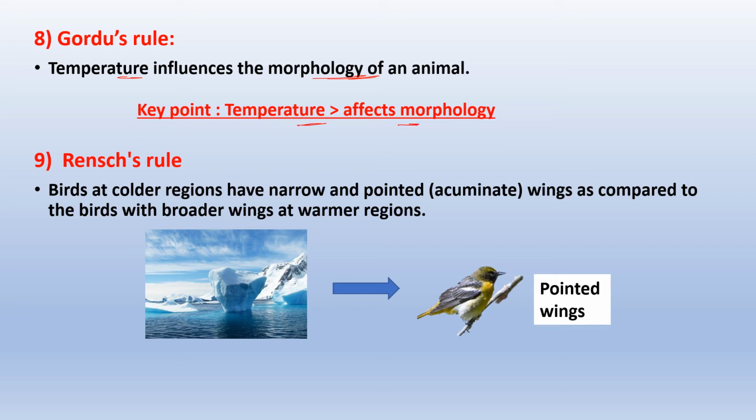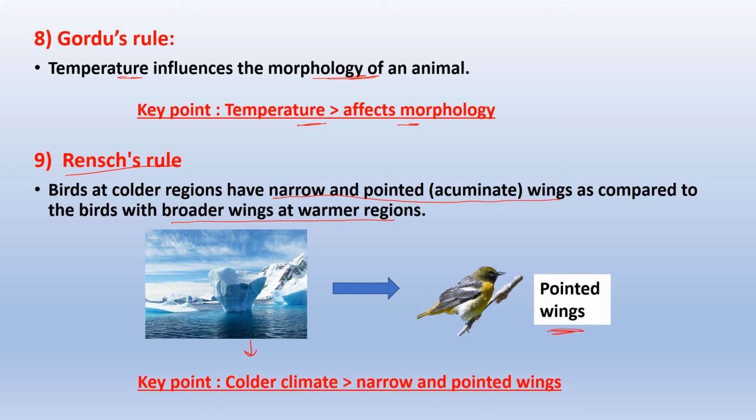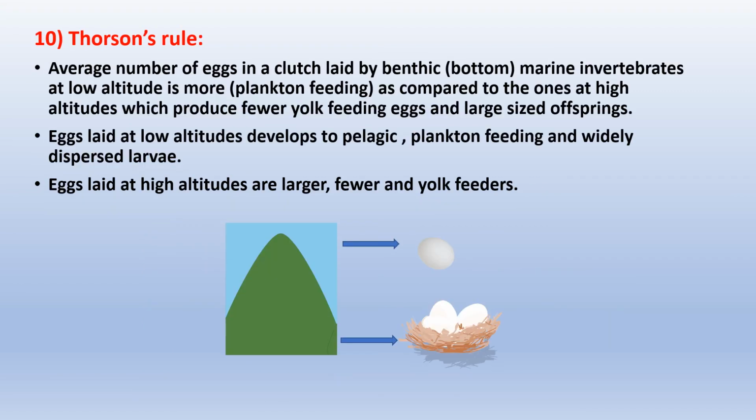Okay. Rensch's rule. Birds in colder regions have narrow and acuminate wings, that is pointed wings, as compared to the birds with broader wings in warmer regions. So at low temperatures, you can find birds with narrow and pointed wings. So the key point over here is that colder climates have narrow and pointed wings.